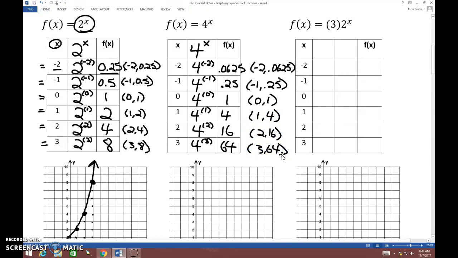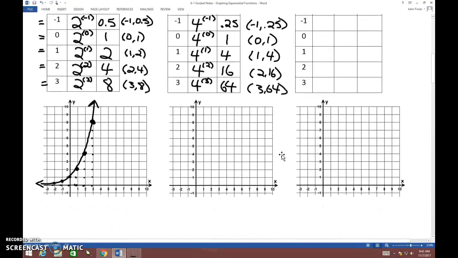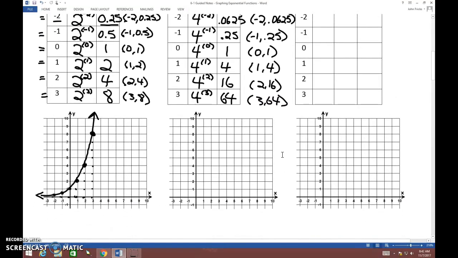All right, so when I move down to graph this on the graph below, the first thing I'll do is start with my -2. If you notice, -2 here has a 0.0625. That's really, really close. That's underneath 0.1. So it's basically on 0.